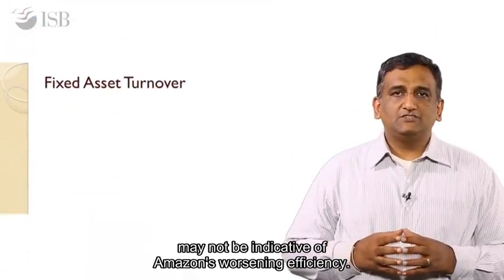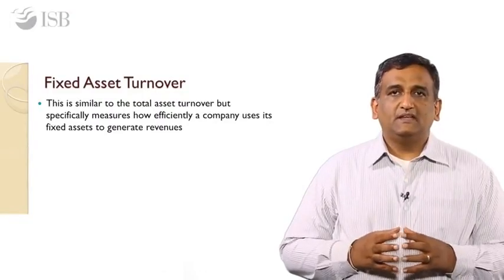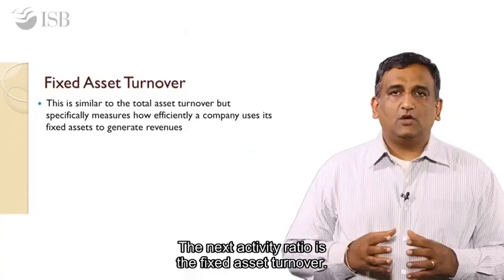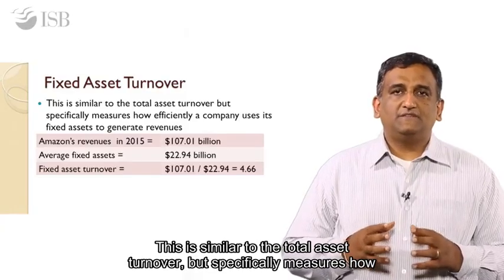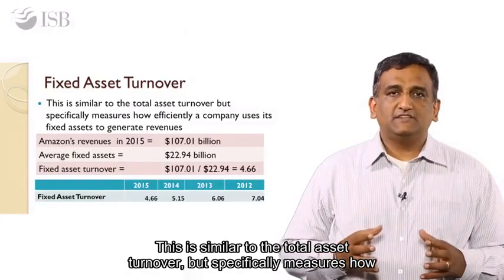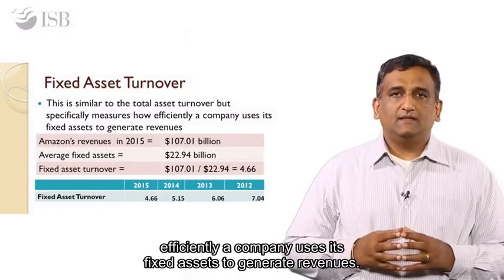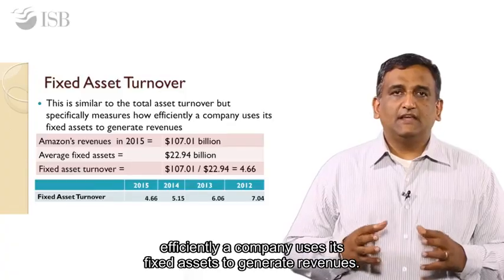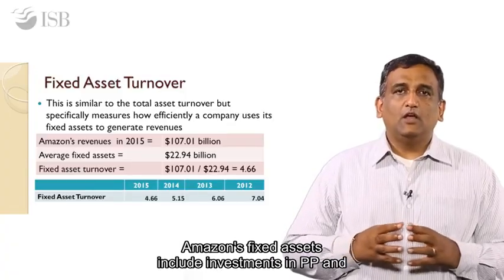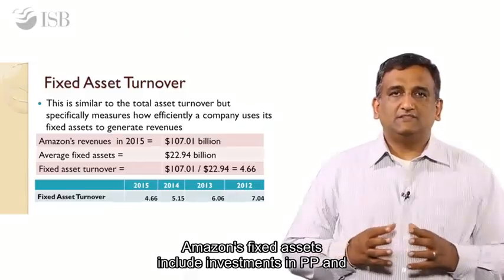The next activity ratio is the fixed asset turnover. This is similar to the total asset turnover, but specifically measures how efficiently a company uses its fixed assets to generate revenues. Amazon's fixed assets include investments in PP&E, goodwill, and other intangible assets.